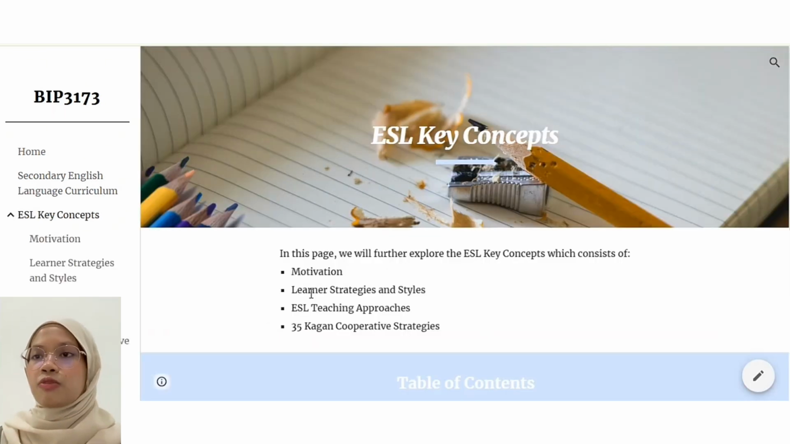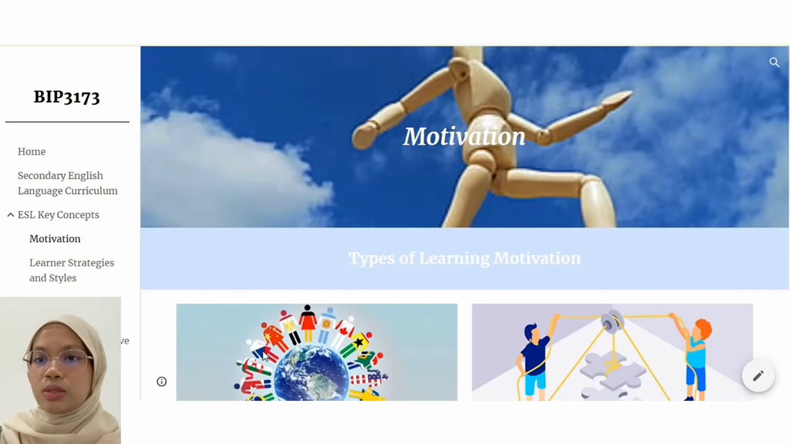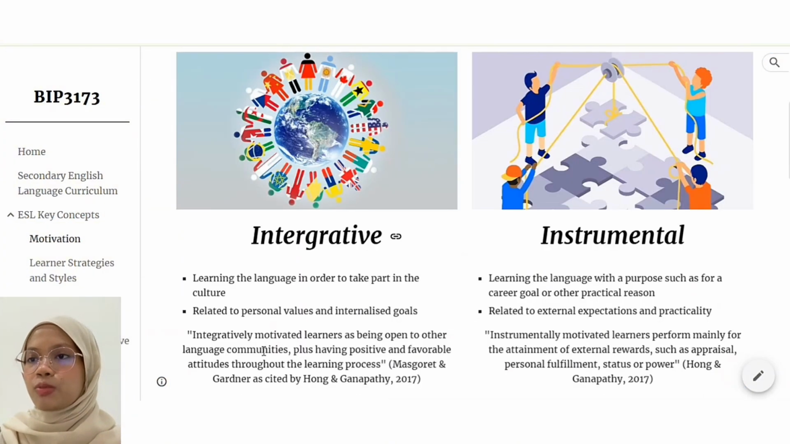For ESL key concepts, we'll be focusing on four of the concepts, which in this case are motivation, learner strategies and styles, ESL teaching approaches, and lastly, the 35 Kagan cooperative strategies. For motivation, there are actually two types of learning motivation. First, there is integrative motivation, which is when learning the language in order to take part in the culture, which is mostly related to personal values and internalized goals of the student themselves. Meanwhile, instrumental motivation is when students learn the language with a purpose, such as for career goals or other practical reasons, and it is mostly related to external expectations and practicality.